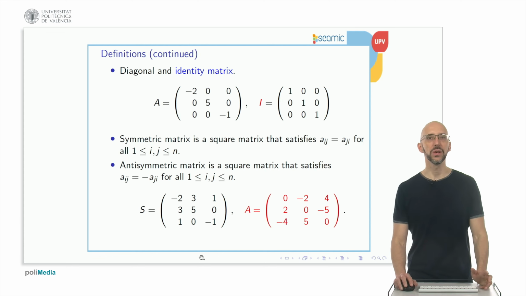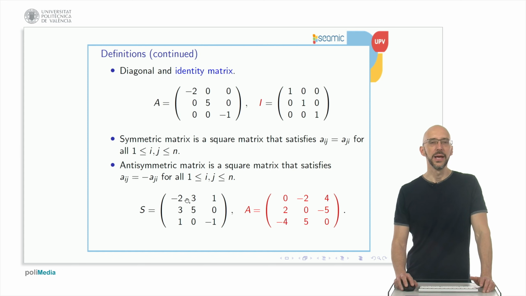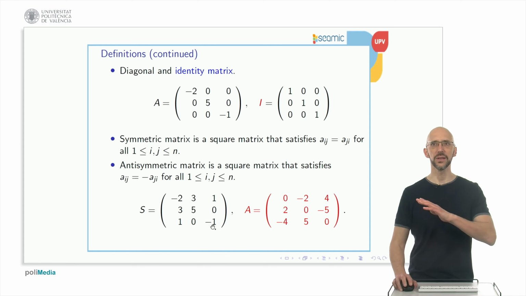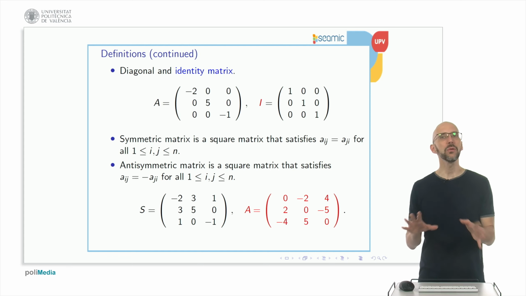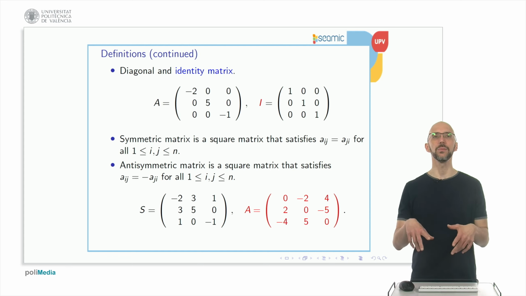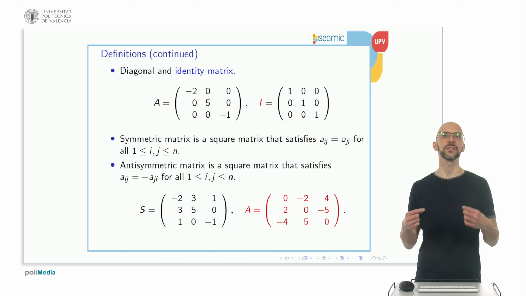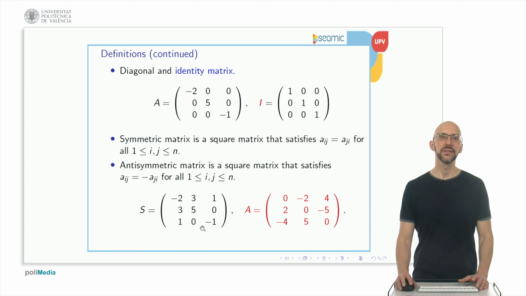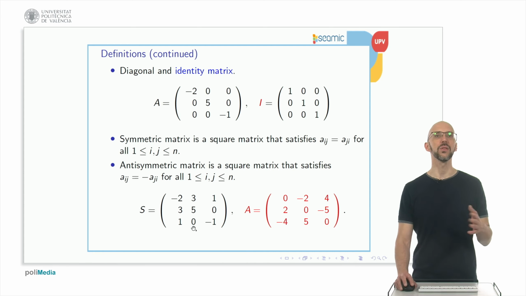For example, look at these examples. I have -2, 5, and -1 on the main diagonal. But these elements, I don't care about them when I'm going to check if the matrix is symmetric or not. The idea is, look at this: the element 1,2 should be equal to the element 2,1. The element 1,3, this number 1, should be equal to the number in position 3,1. This element in position 2,3 should be equal to the element in position 3,2.